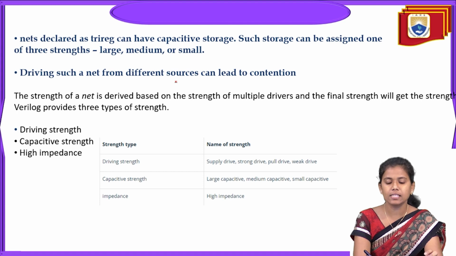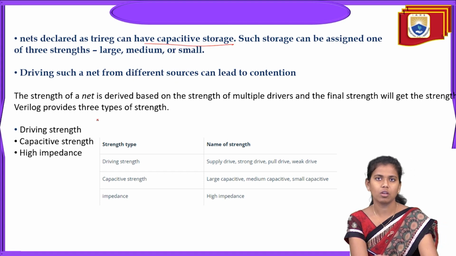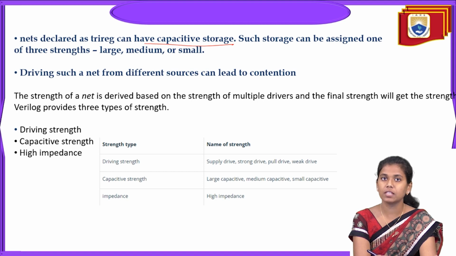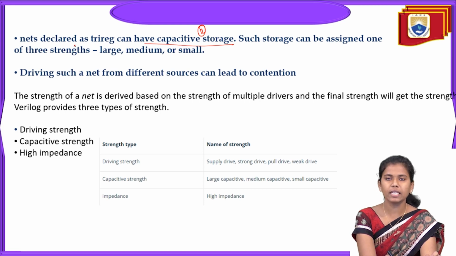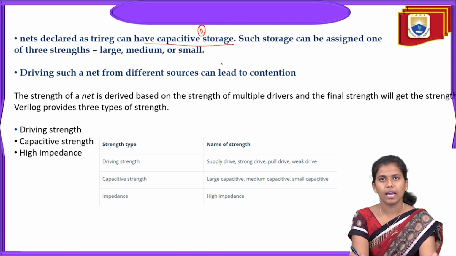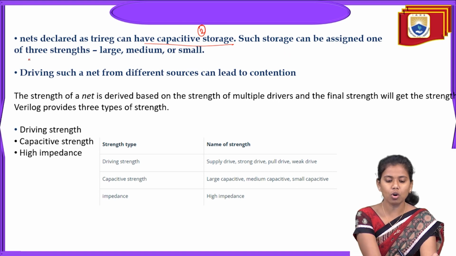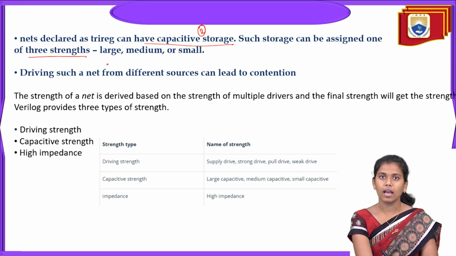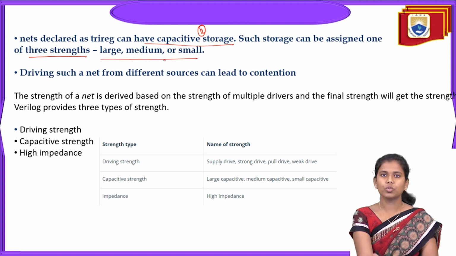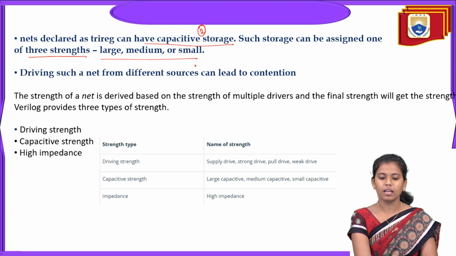And the net declared as Trireg can have capacitive strength. So here, as these Triregs have a capacitive strength, the strength value for the Triregs is 2. 2 is nothing but the medium capacitive. So here the nets declared as Trireg can have capacitive storage, and such storage can be assigned one of 3 strengths. So here the capacitive storage strength level is 2 for the Trireg nets, and the capacitive holdings can be in 3 strengths, 3 levels, that is medium, small and large.